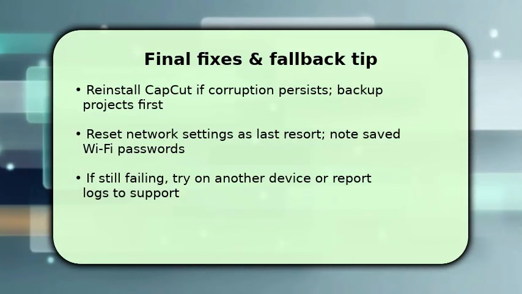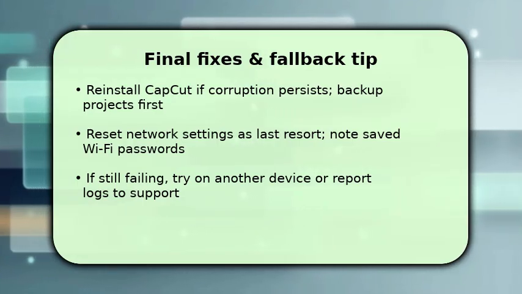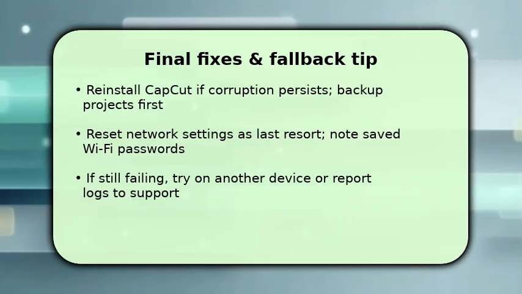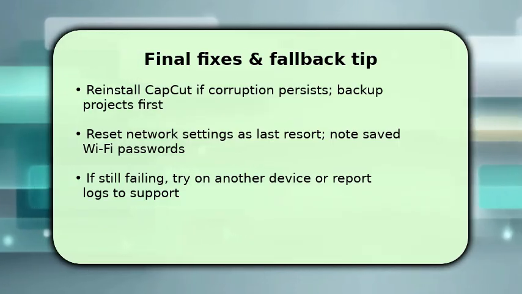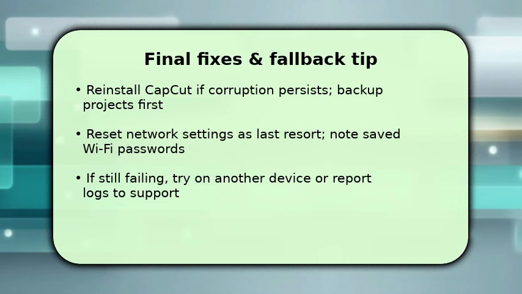If that fails, reset network settings on your phone to clear misconfigured IP, DNS, or proxy entries, but be aware this removes saved Wi-Fi passwords and Bluetooth pairings. Once done, test the app on another device or hotspot to determine whether the issue is account side or device side. If problems persist, collect app logs and contact support. Provide timestamps and steps so they can replicate the error.